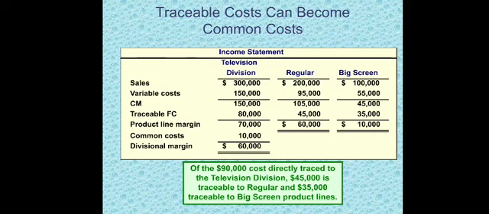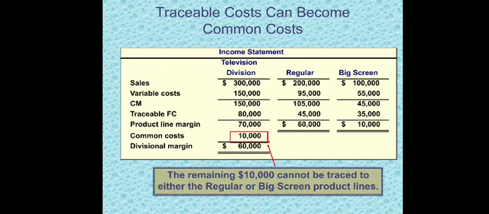Okay, see here the green box of the 90,000 cost directly traced to the television division. 45,000 is traceable to regular and 35,000 traceable to big screen product line. The 10,000 is common fixed cost. The remaining 10,000 cannot be traced to either the regular or big screen product lines.